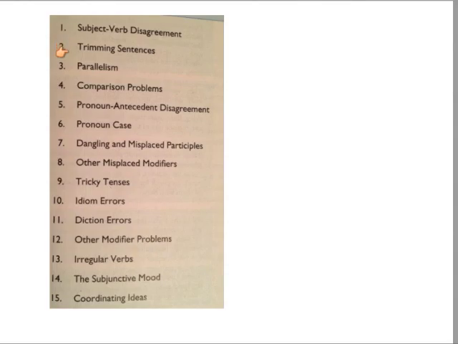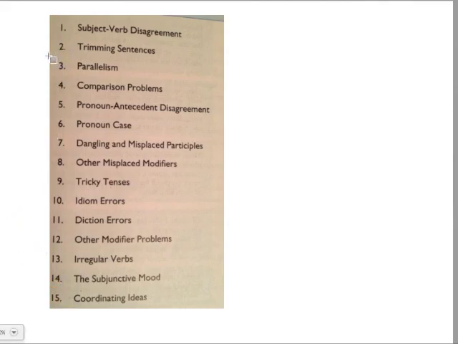Subject-verb disagreement. You will not be tested on trimming the sentences, but trimming the sentences is a very nice way of identifying a subject and verb. Parallelism error, comparison error. And these two are somewhat related. Pronoun antecedent disagreement, pronoun case, dangling and misplaced participles, other misplaced modifiers, tricky sentences, idiom errors, diction errors, other modifier problems, irregular verbs, subjunctive mood, and coordinating ideas.